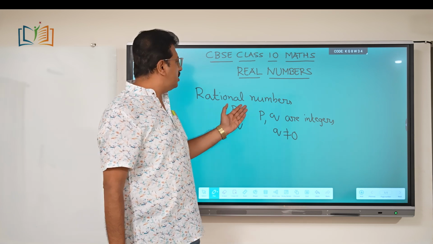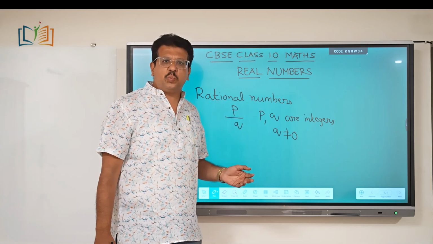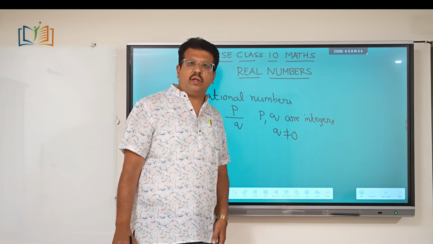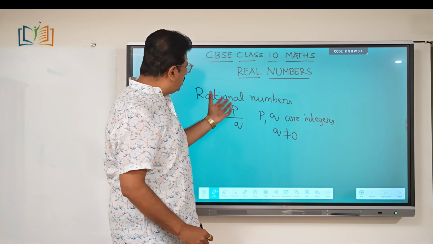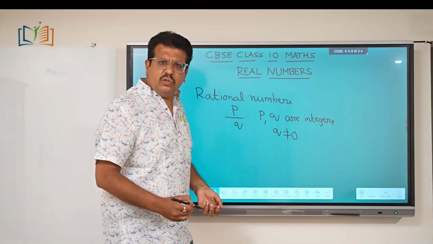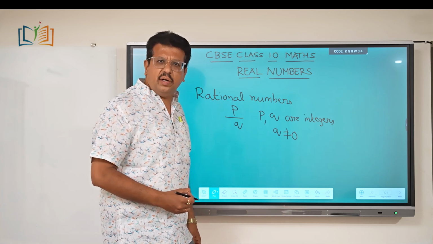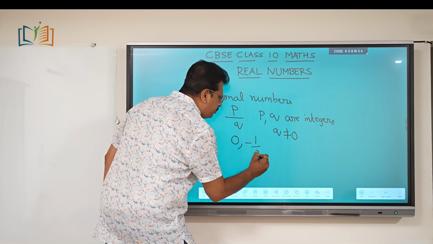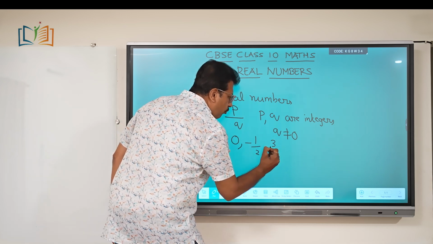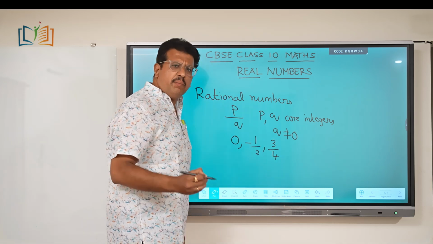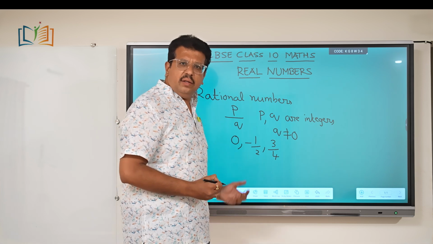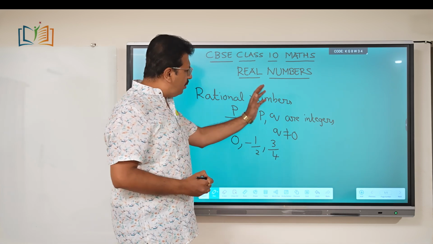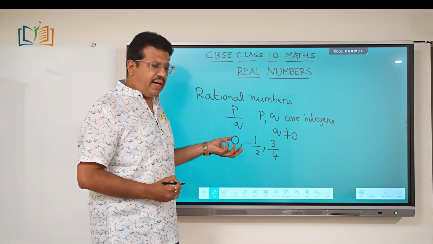That is, rational numbers are those which can be expressed in the form of p by q, where p and q are integers and q is not equal to 0. So this is what you learned. You can take any example: 0 also, minus 2 also. 0 is an example, minus 1 by 2 or 3 by 4. Any of these you can take and say these are rational numbers. So this is a brief explanation of what we mean by rational numbers.